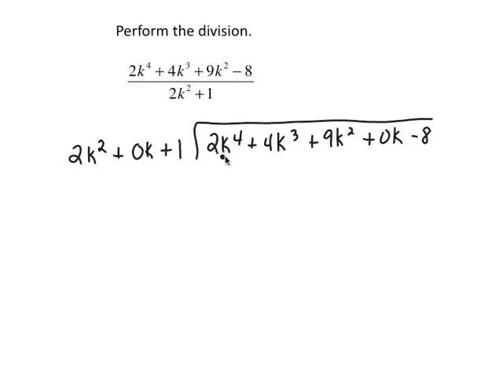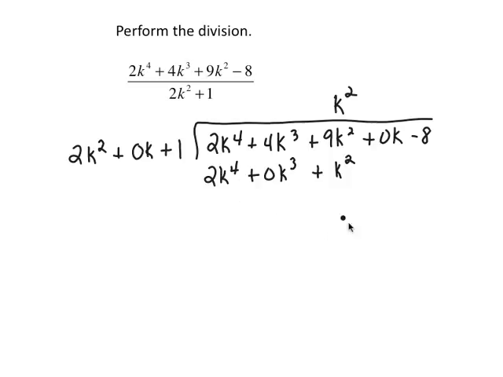So 2k squared times what will give you 2k to the fourth? Well, that's just 1k squared. I'm going to multiply back. K squared times 2k squared is 2k to the fourth. K squared times 0k is just 0. And I'm going to go ahead and just put my k to the third just to keep that consistent there. And k squared times 1 is 1k squared.